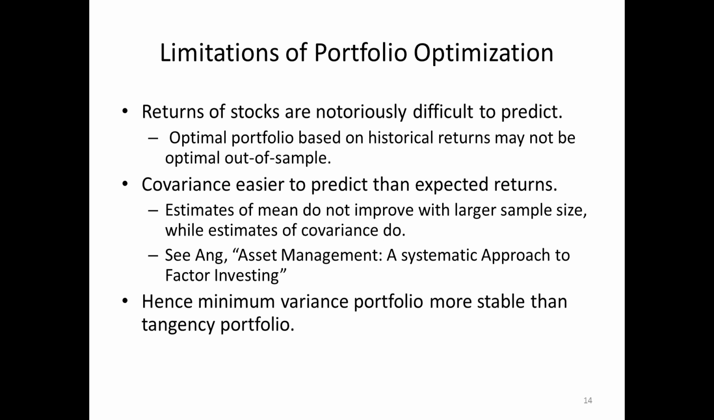And furthermore, as Professor Andrew Ng wrote in his textbook on asset management that I cited here, the estimates of the mean do not improve with larger sample size. So even if you have a 30-year backtest, it doesn't make this mean variance optimization any more robust. However, the estimate of the covariance does improve with larger sample size. So if you have a longer backtest, your estimate of the variance will improve. Now, whether it's predictive of the future is a different matter, but at least as an estimate of the past, the error bar does decrease.